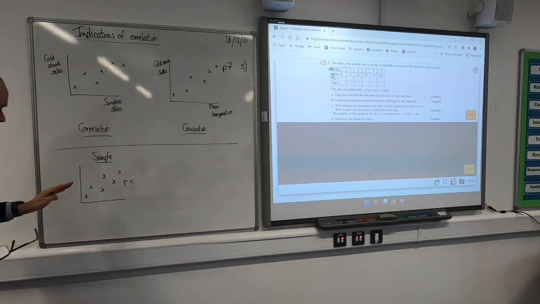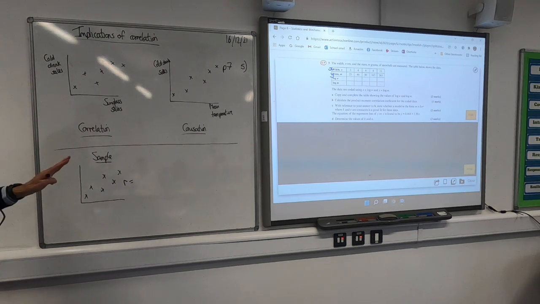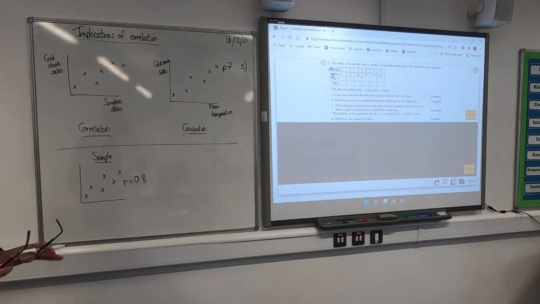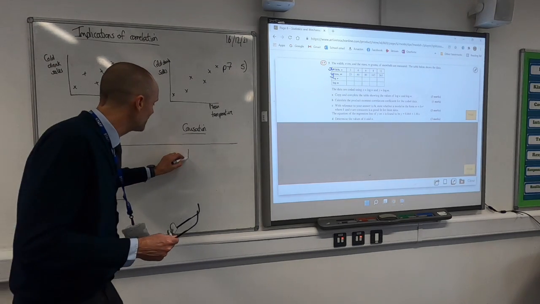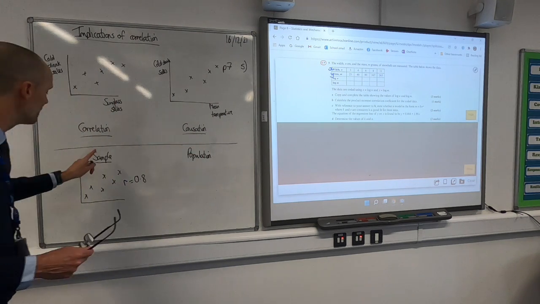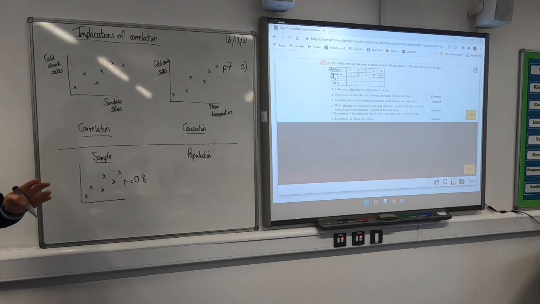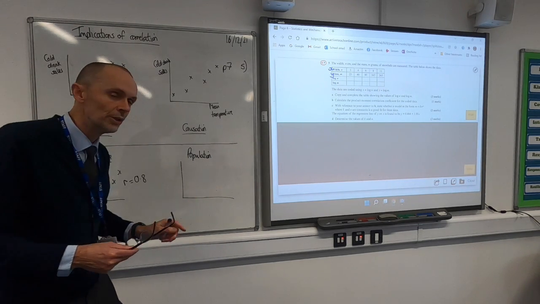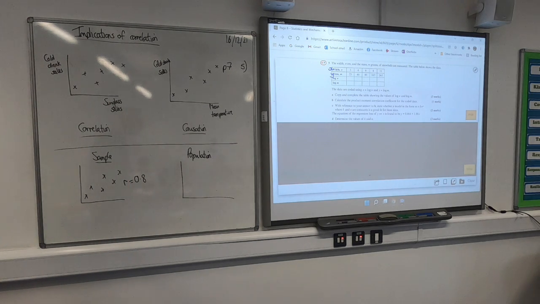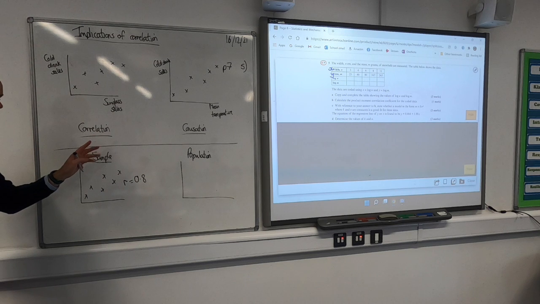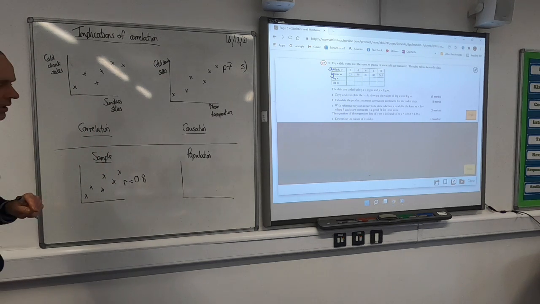So if I do any sort of survey with a sample of people, and let's say I get a value of R of 0.8, does that mean if I did the same survey with the whole population, so it might be I was doing just a survey of year 11, so I chose 30. If I did a survey with the whole population, would I see the same correlation? If I can see a correlation in a sample, is it safe to assume I'm going to see the same correlation in the population? Well, it depends, doesn't it?